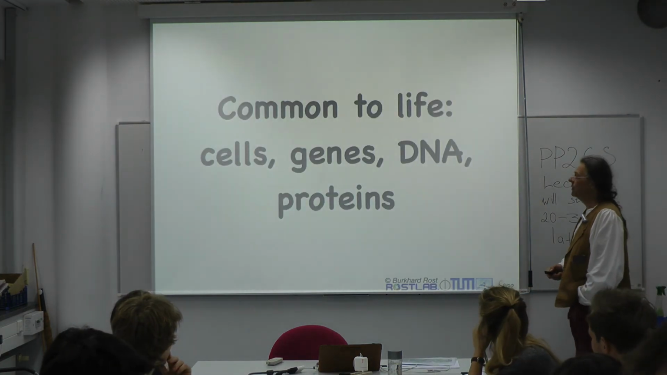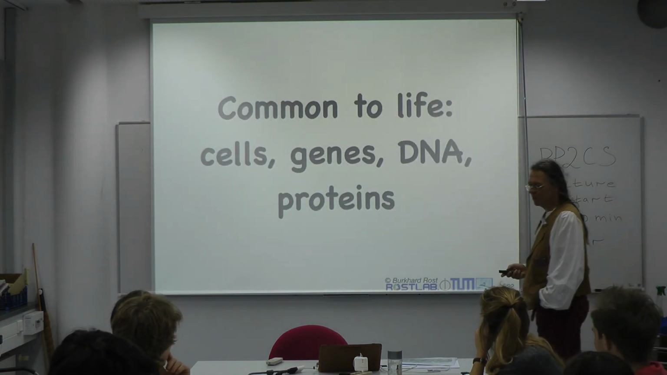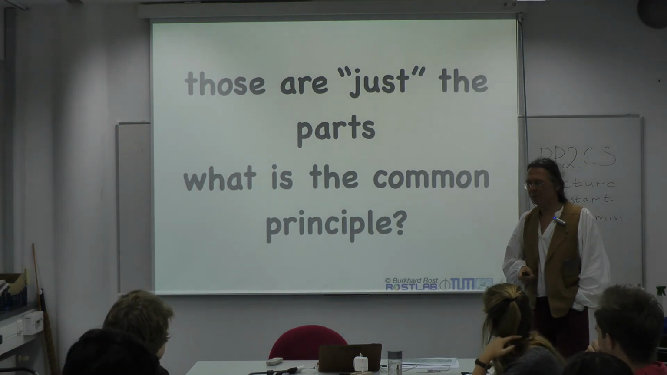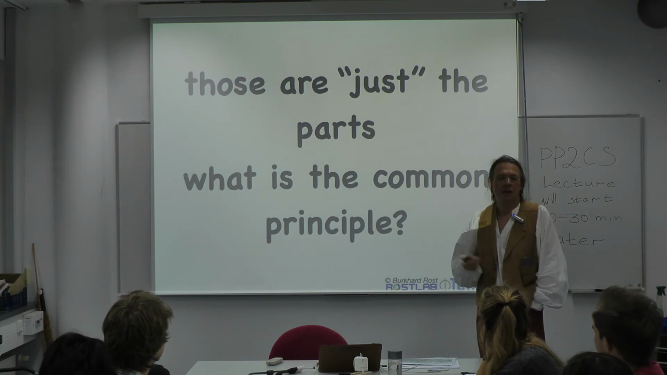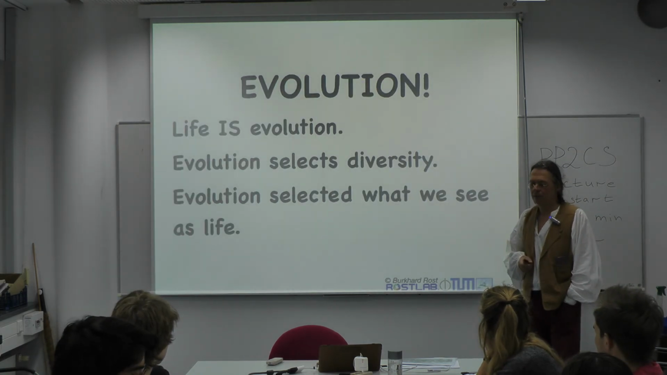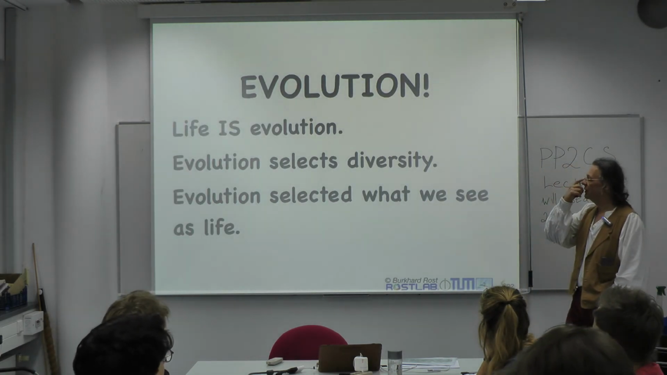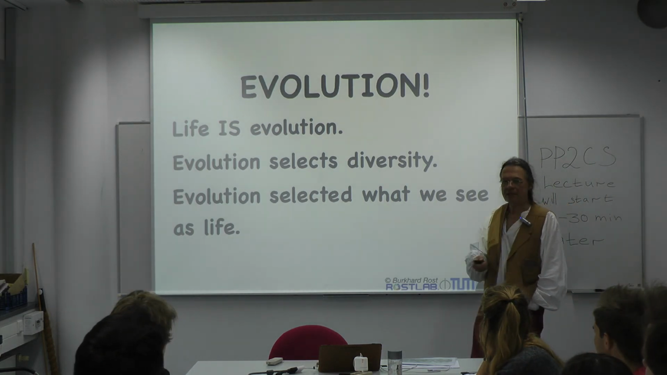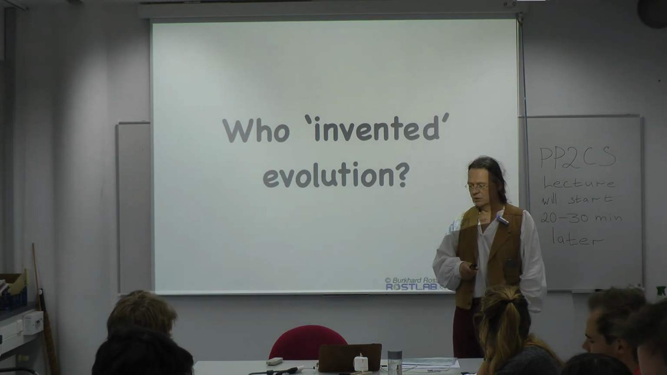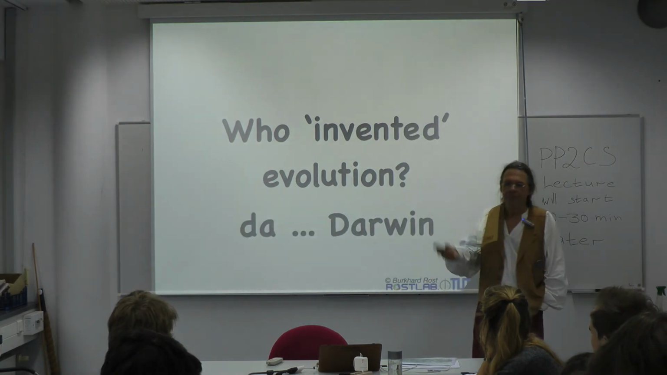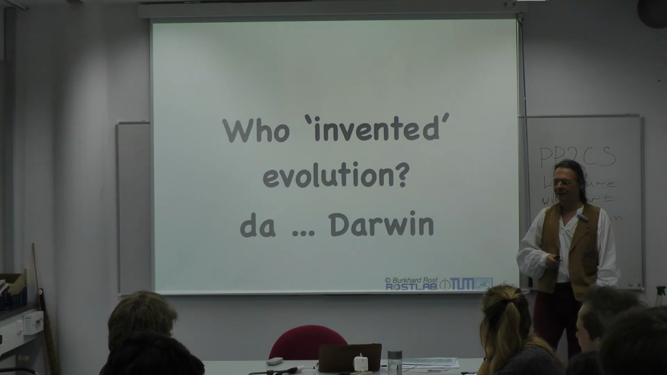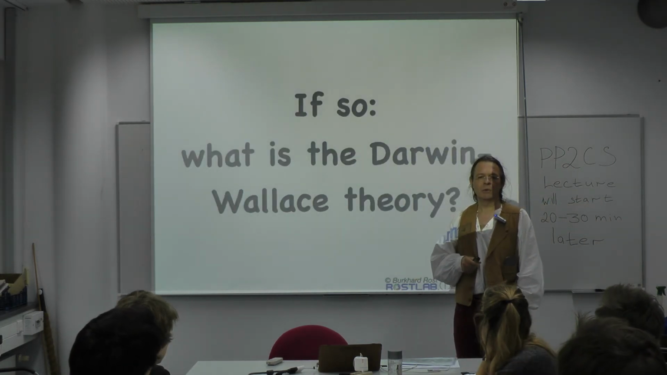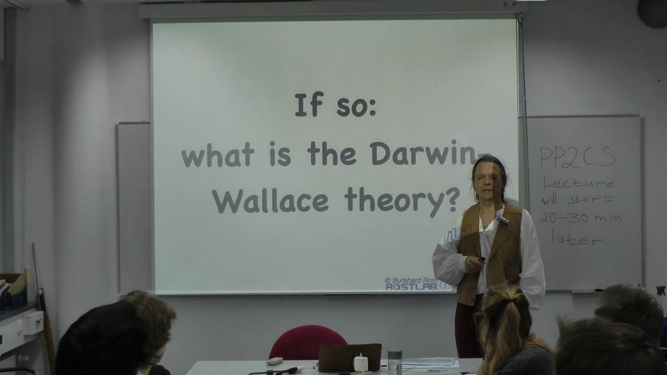So life is diverse. What is common to life are cells, genes, proteins. We talked about that. Those are just the parts of some common principle, and the common principle underneath is evolution. Life is evolution. Evolution selects diversity. Evolution selected what we see as life. Who invented evolution? Well, you know, it's clear who did that. But if that is so clear to everybody, what's the Wallace-Darwin theory then?